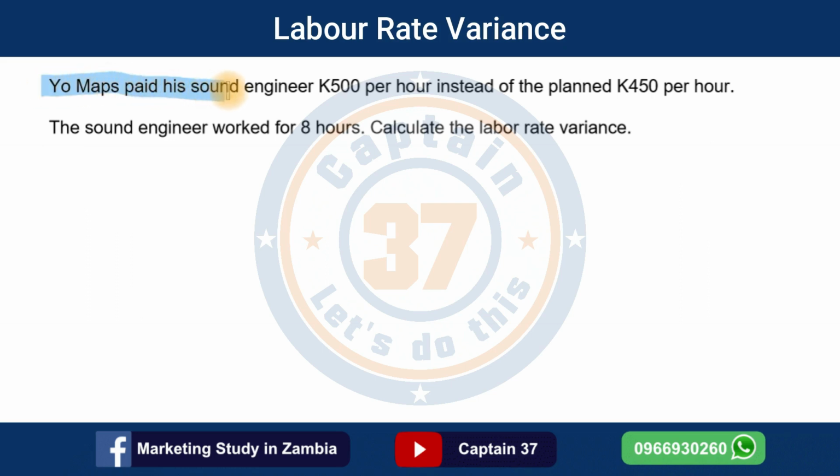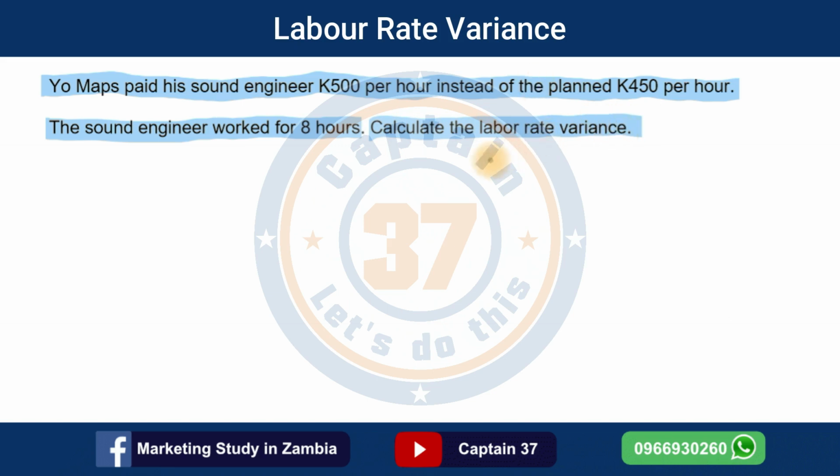Yomaps paid his sound engineer 500 kwacha per hour instead of the planned 450 kwacha per hour. The sound engineer worked for 8 hours. Calculate the labor rate variance.